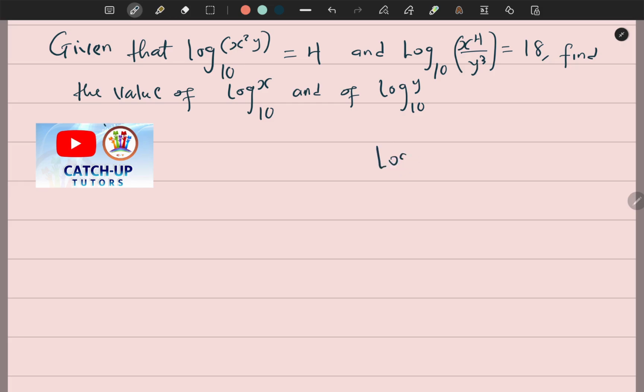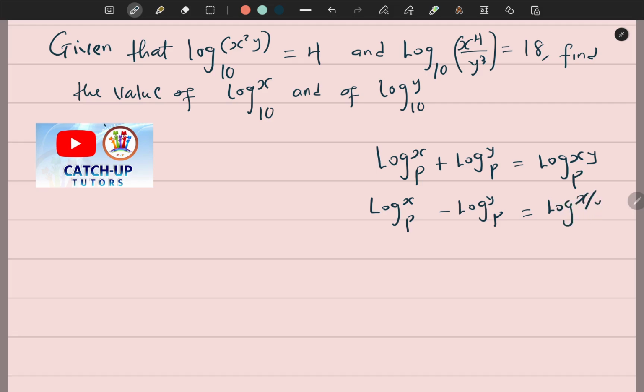Consider the law log x base p plus log y base p. This can be written as log xy base p. And we have another rule, which is log x base p minus log y base p. This can be written as log x over y base p. And lastly, we're still going to make use of this rule: log x raised to the power of n base p can be written as n log x base p. So these are the three rules that we're going to make use of while solving this question.